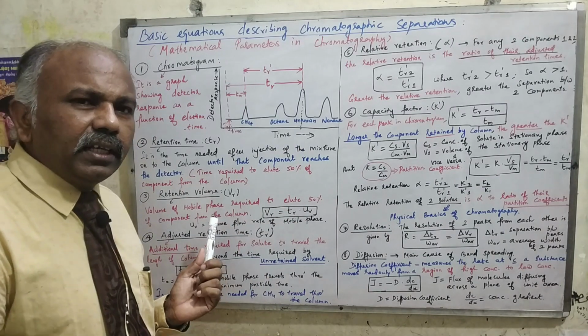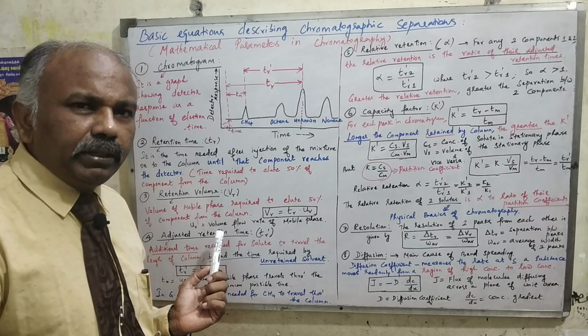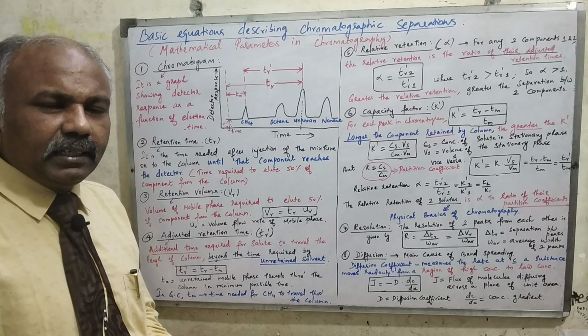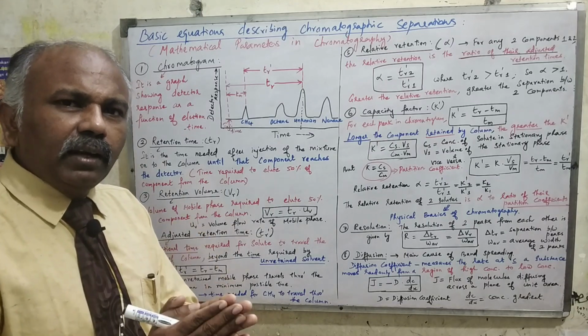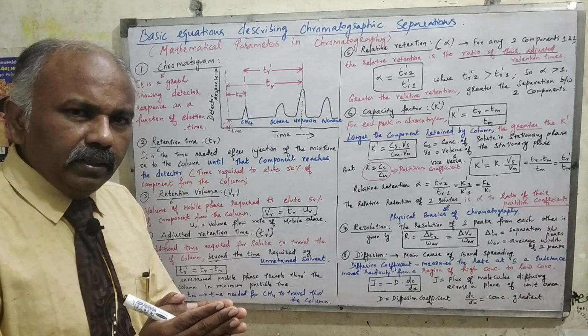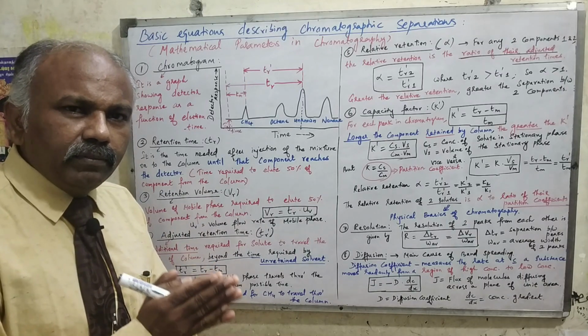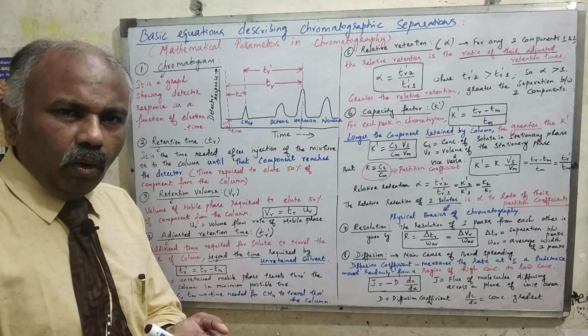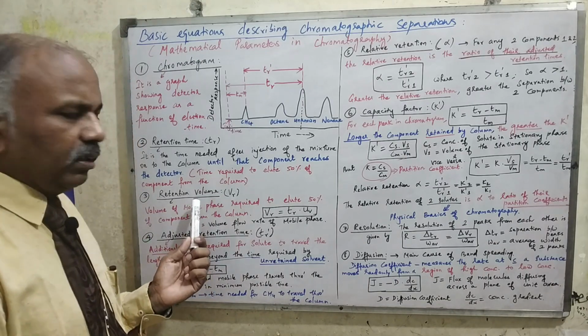Now, what is called retention volume? The third important parameter is retention volume. We also call it VR. Basically, retention volume can be calculated if you know the retention time. If you multiply the retention time with the flow rate of the mobile phase, then you will get the retention volume, right?